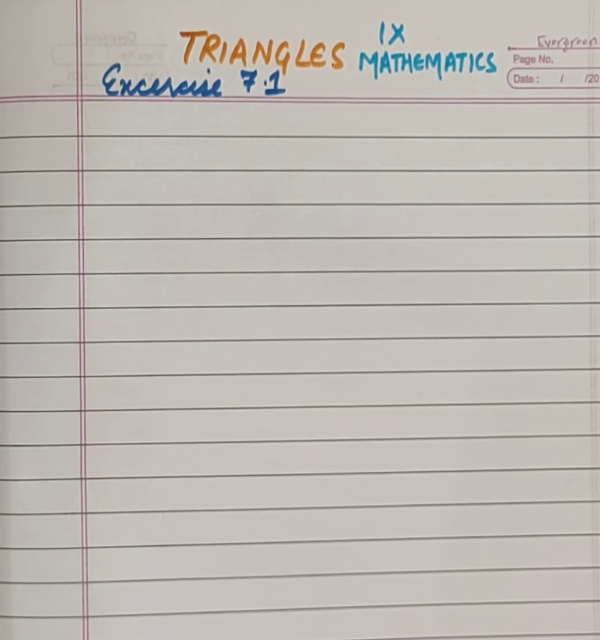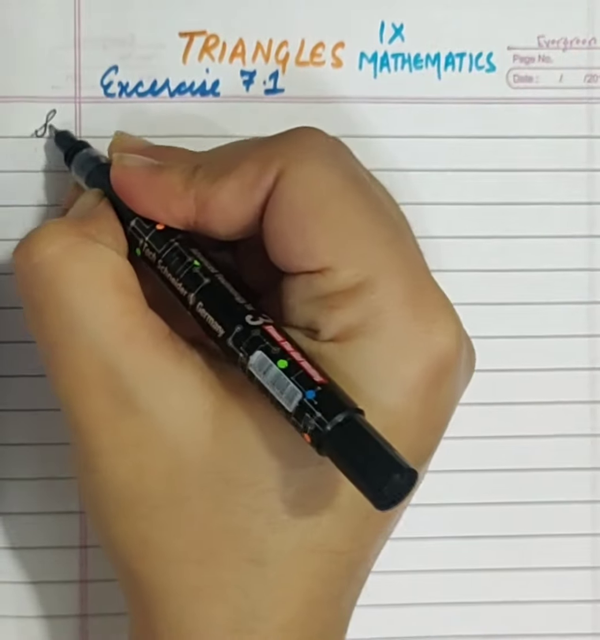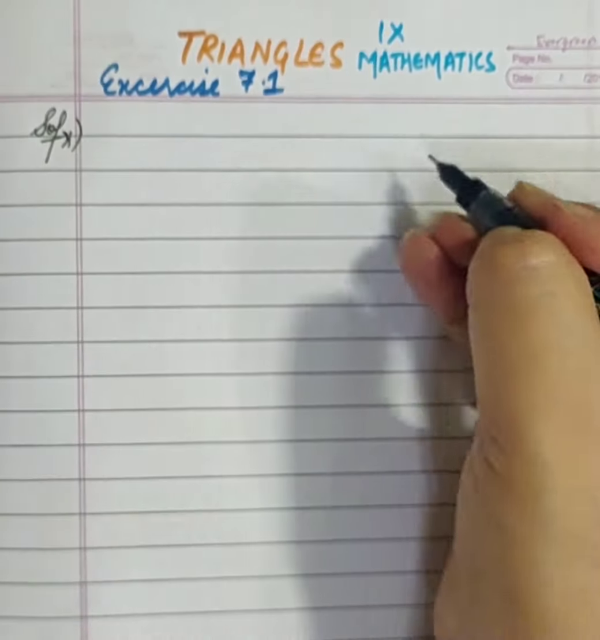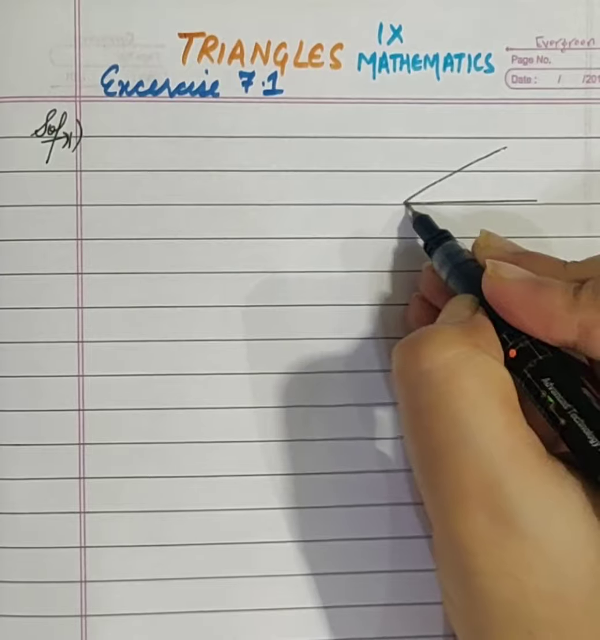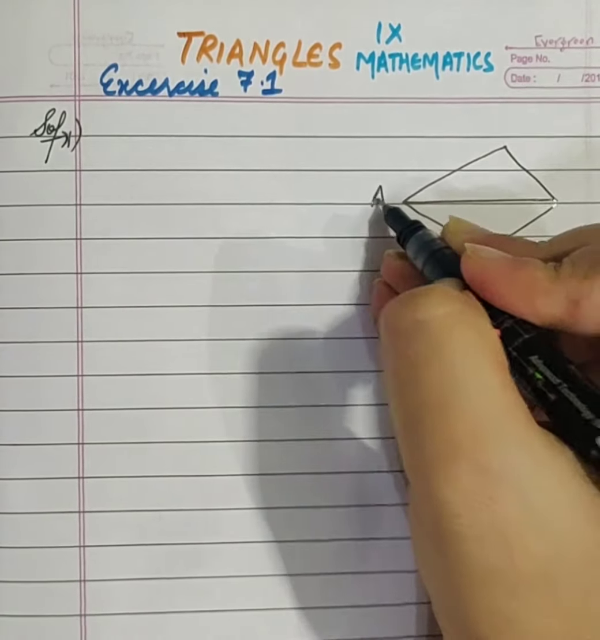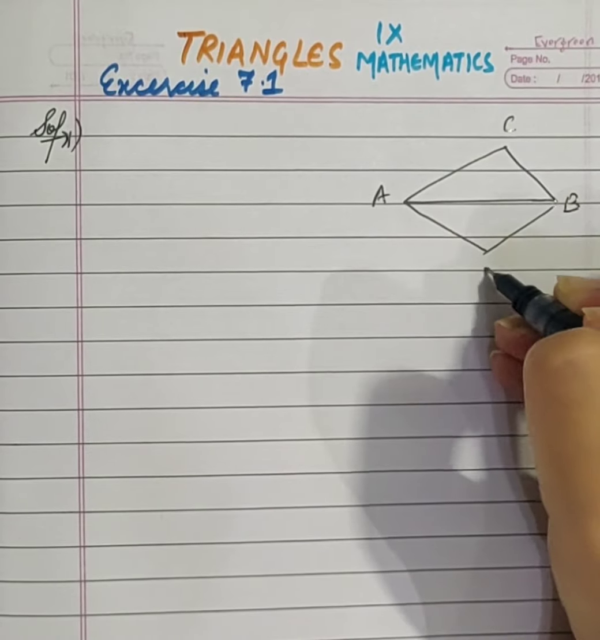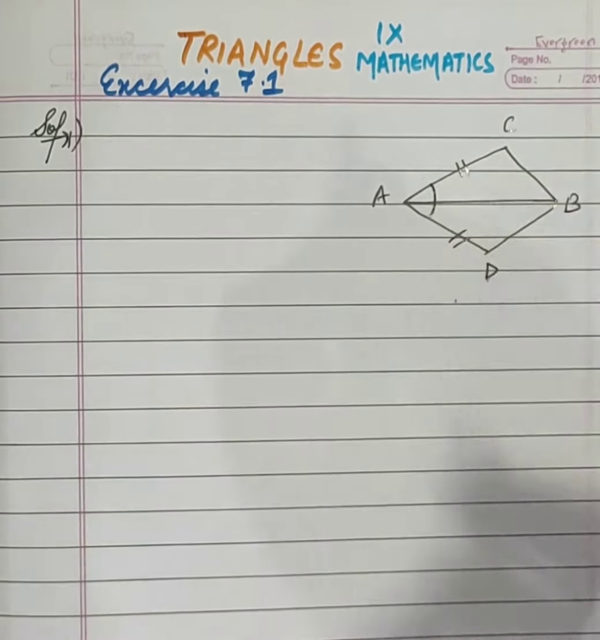Hello everyone. In this video, I'll be discussing solutions of exercise 7.1. Let's start with the first question. The diagram is provided. A, C, B, D. AC is given equal to BD.